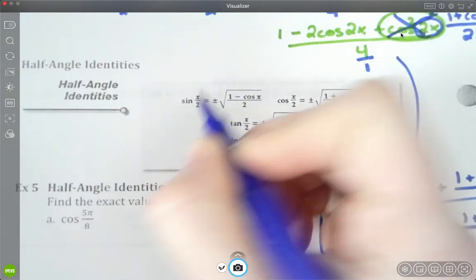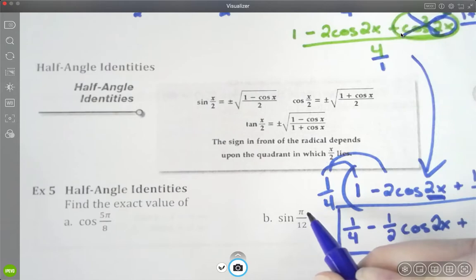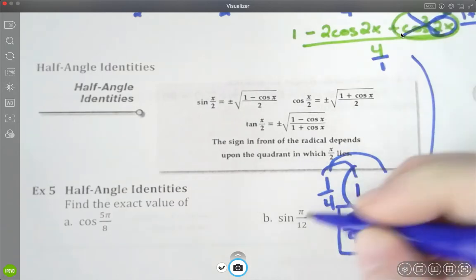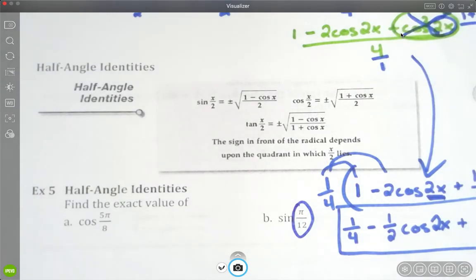Half angle identities. I don't have a pi over 12 on my unit circle. Listen to this. I don't have a pi over 12 on my unit circle. So this is why a half angle identity is important. To get to pi over 12, I can use something divided by 2 to get to pi over 12.